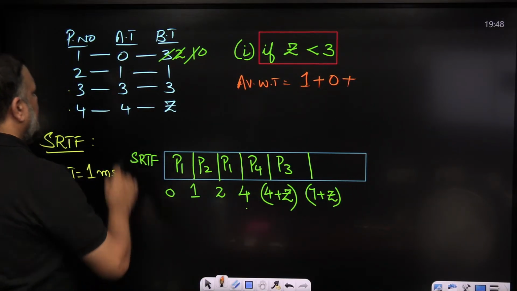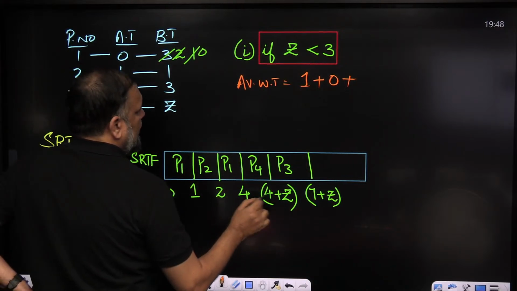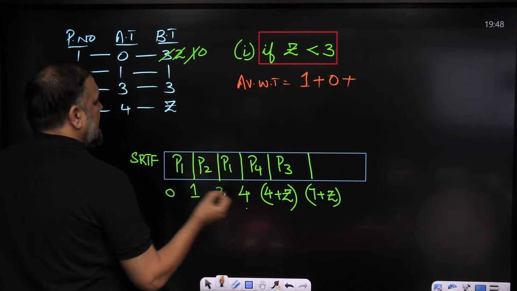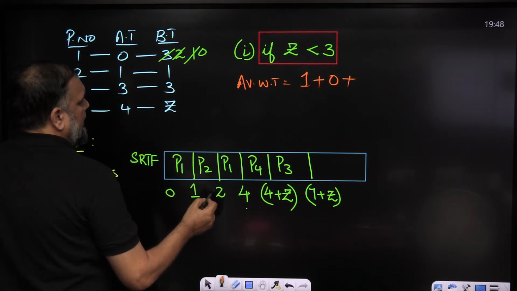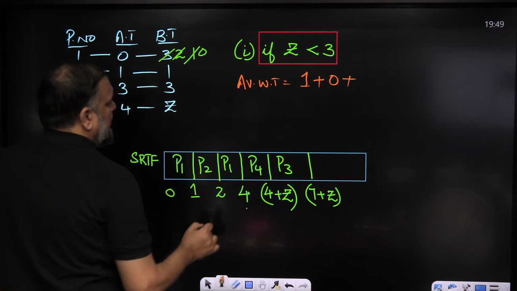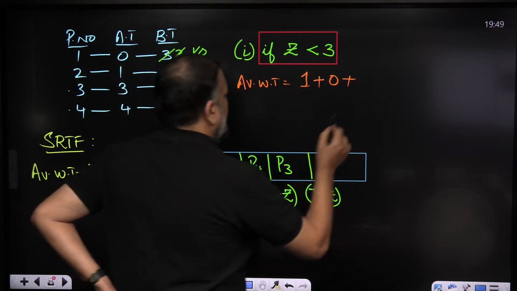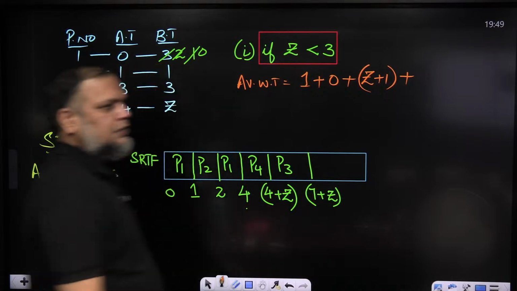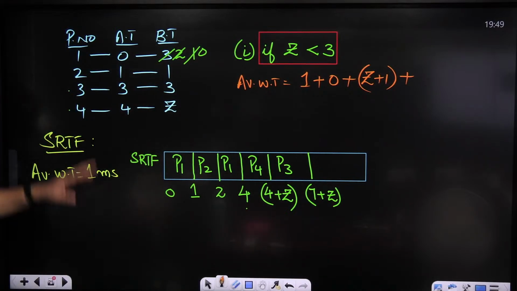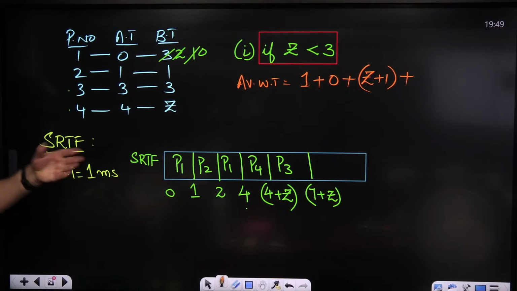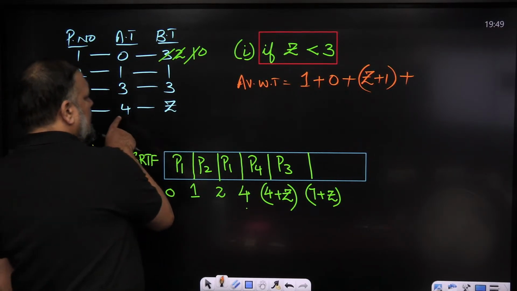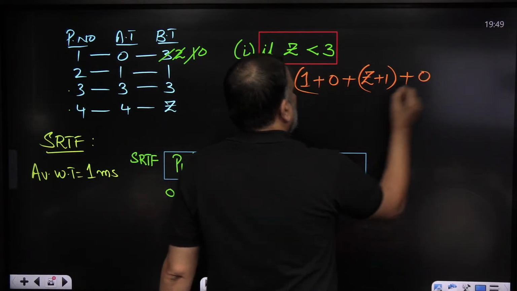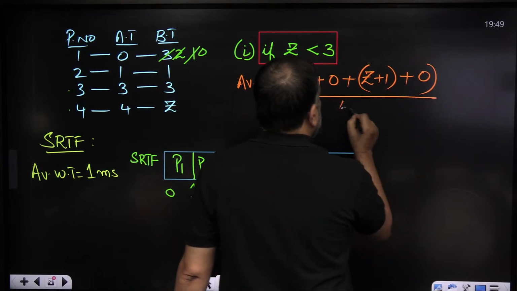P3 देखिएगा came at time 3. It got scheduled at 4 plus Z. मतलब 4 plus Z starting from 3. Right? 3 to 4 plus Z. मतलब Z plus 4 minus 3. Z plus 1 is the waiting time of P3. फिर इसके बाद क्या होगा? कौन रन करेगा? P4 के लिए. P4 came at 4 and got scheduled at 4. So P4 का भी waiting time 0. This is the total waiting time divided by number of processes 4.